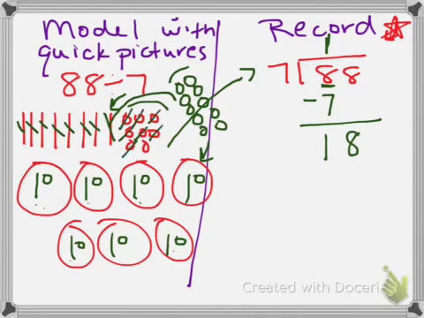Do I have enough to put one more 1 in each one? The answer is yes. 4, 5, 6, 7. So 1, 2, 3, 4, 5, 6, 7. Is there enough for it to go into the circles? The answer is no. So there's 4 left over.